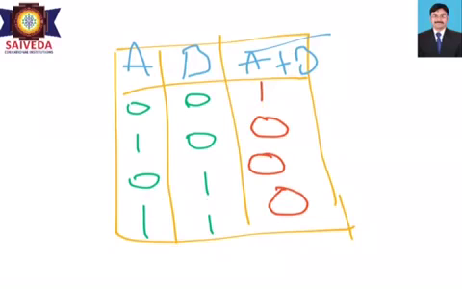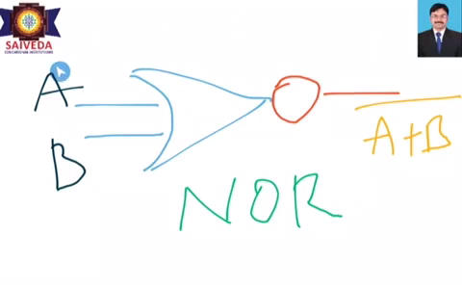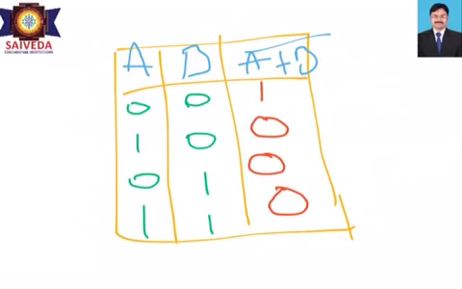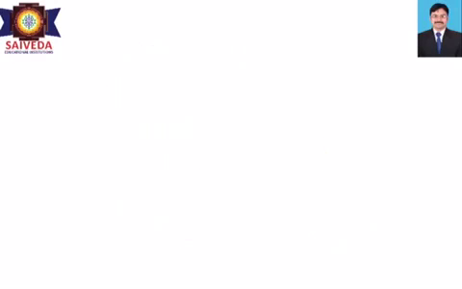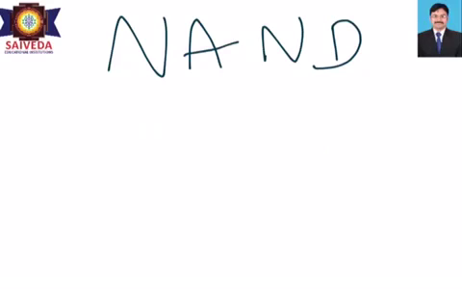So the two main important things are this truth table, and one more thing, the symbol for the NOR gate. Let us continue with our next gate. What is that? NAND. Very similar to our NOR gate.